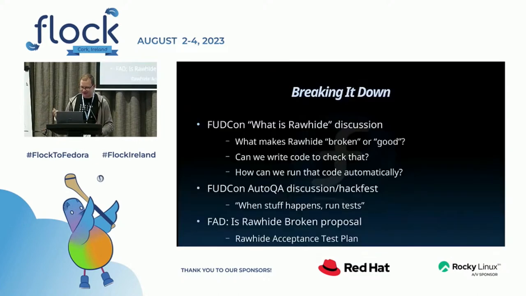I'll update that later. This is from 2009, from Will's slide deck, when they were starting AutoQA, which was the automated testing thing at the time. The fun part is a lot of this stuff is relevant. This is the stuff that, 14 years later, we have finally managed to fix. They were discussing: what makes Rawhide broken or good? Can we write code to check that? How can we run that code automatically? All of these are things we have finally managed to get around to solving with automation recently. So this is all the stuff that we've actually managed to implement. It took a while, but we got there.